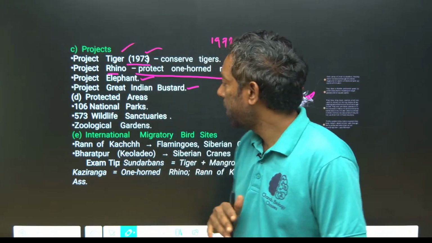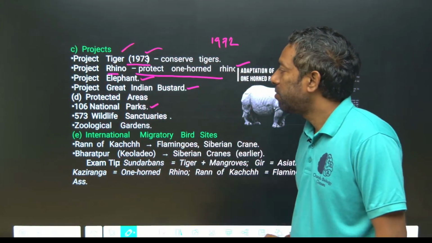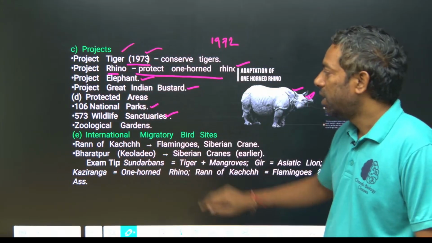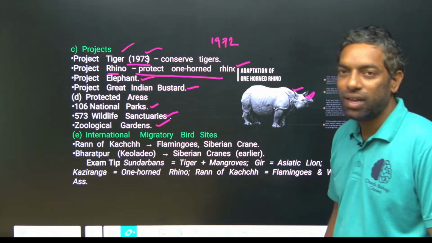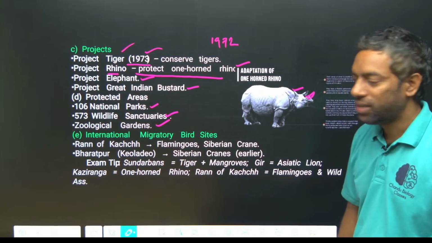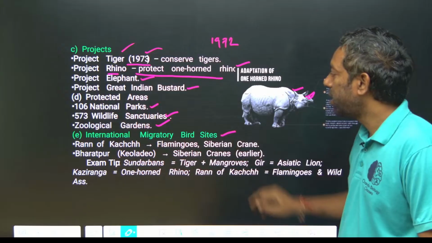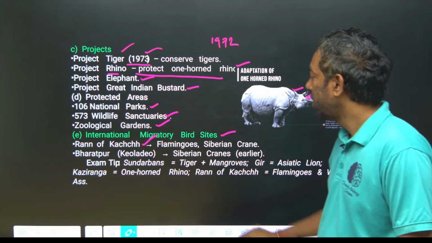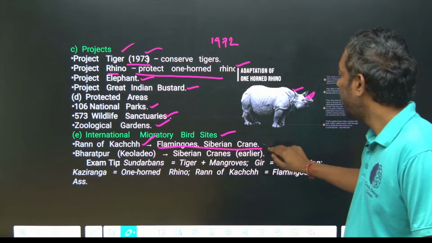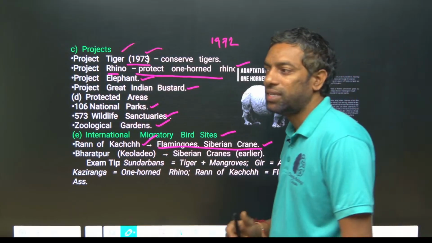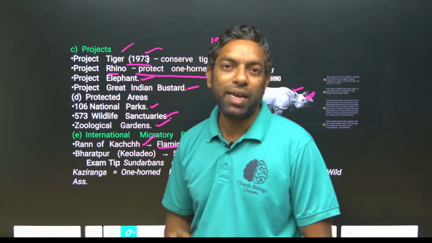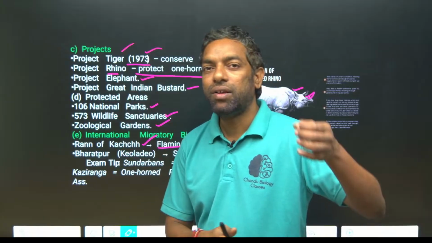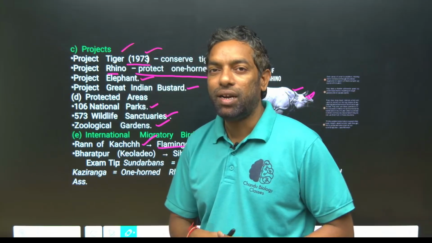There are 106 national parks, 573 wildlife sanctuaries, and zoological gardens also, and these projects protect them. International migratory bird sites are also there. Rann of Kutch, Gujarat, is for flamingo birds. In Rajasthan there is Keoladeo National Park, which is a UNESCO World Heritage Site, and it is on the Ramsar list, guys.